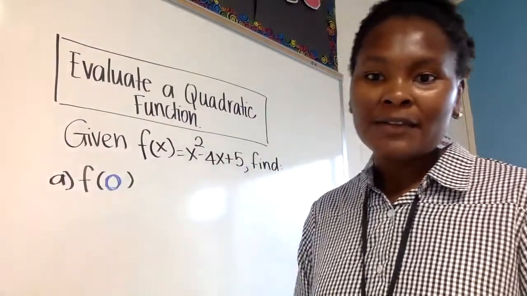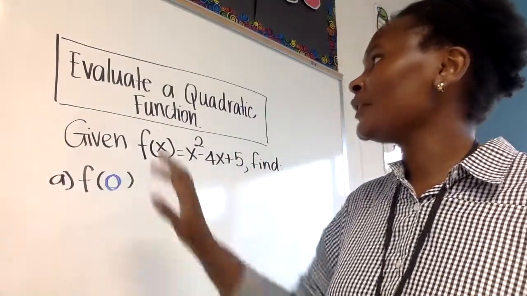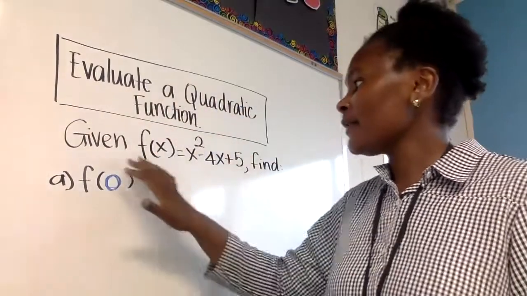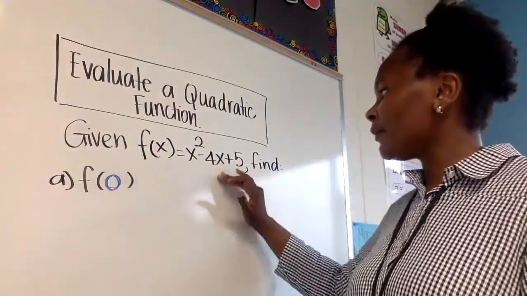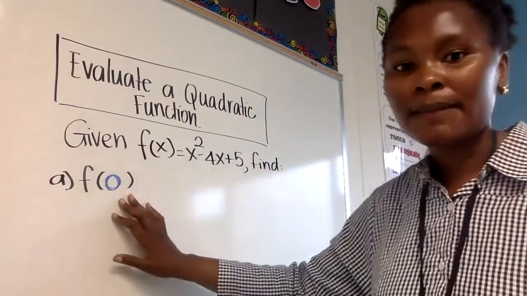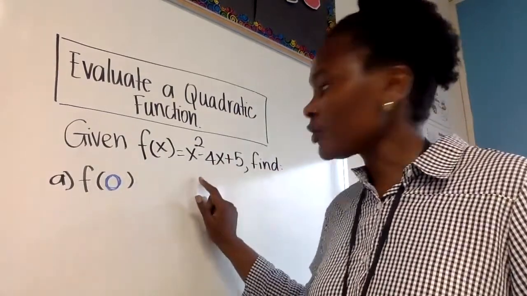Hi everyone. So in this video, I'm going to show you how to evaluate a quadratic function. Given f of x equals x squared minus 4x plus 5, they ask us to find f of 0. So again, this is a quadratic function.